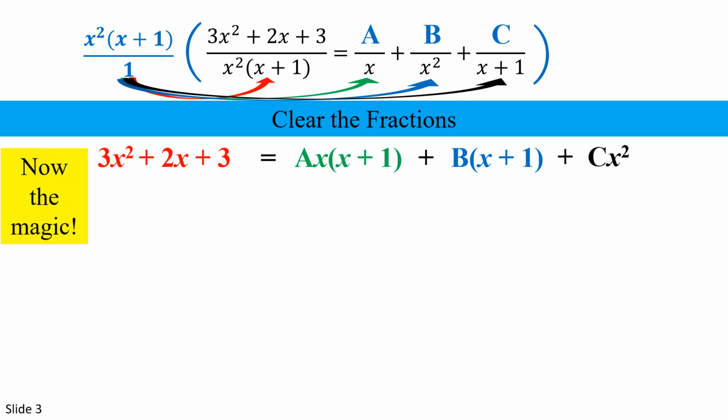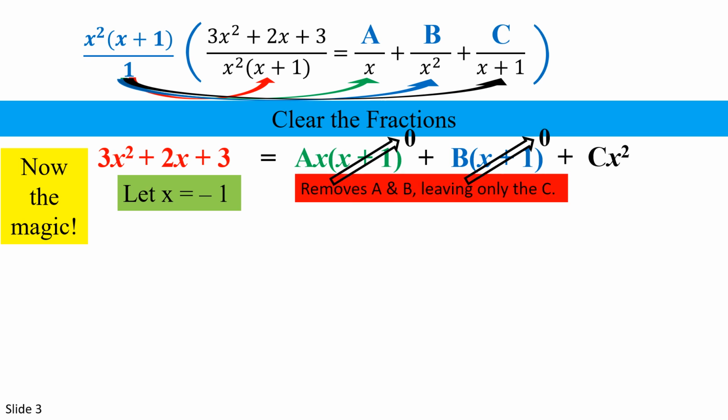Now the magic, let's let x equal -1. That eliminates the a and the b, leaving only the c. So plugging in -1 for all the x's gives us c is 4.